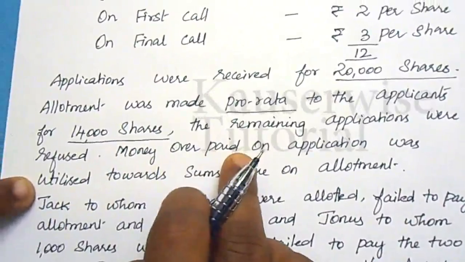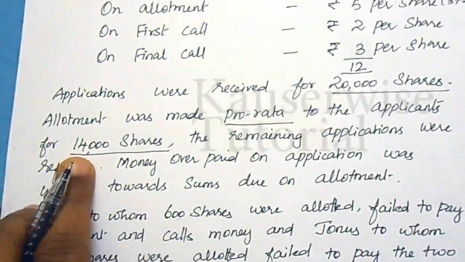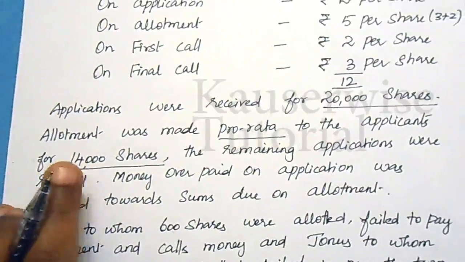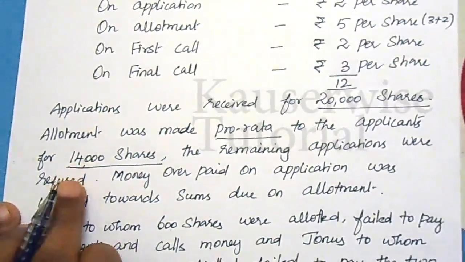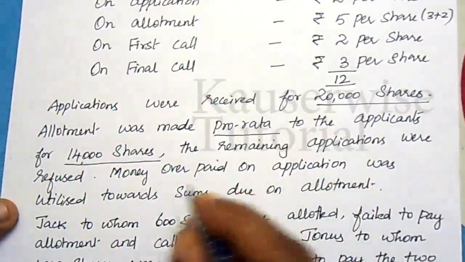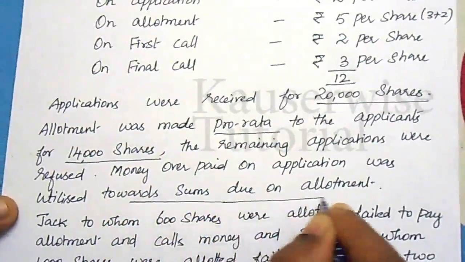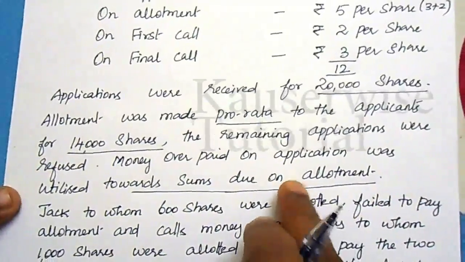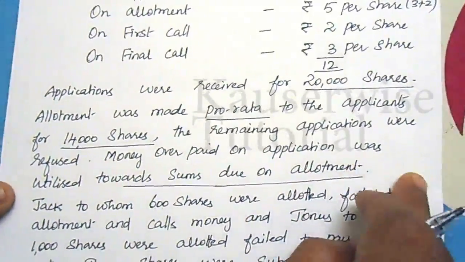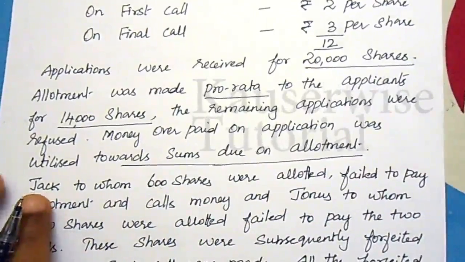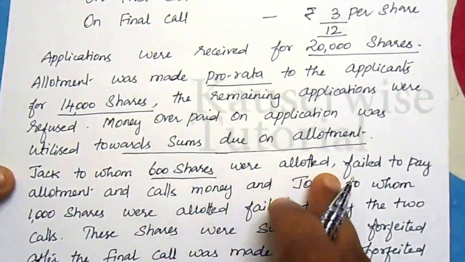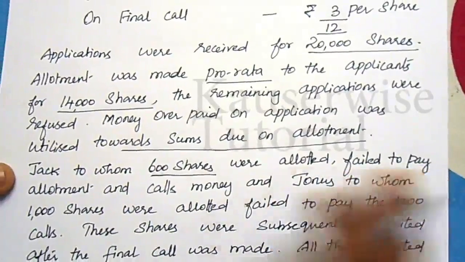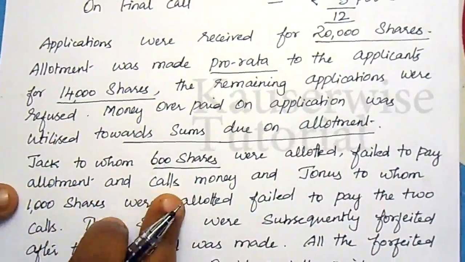Money overpaid means the company can allot only 10,000 shares, but here they have allotted 14,000. That extra 4,000 shares' money will be adjusted towards allotment. So this is called pro-rata allotment. I'll explain again while we make the journal entry. Then the next point: Jack, to whom 600 shares were allotted, failed to pay allotment and calls money.